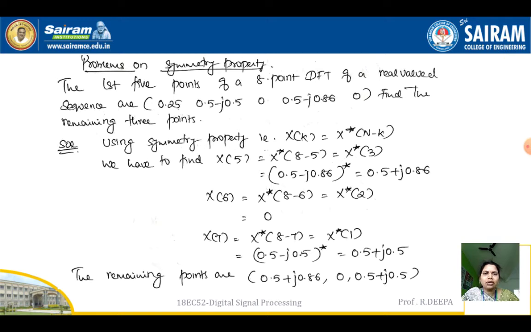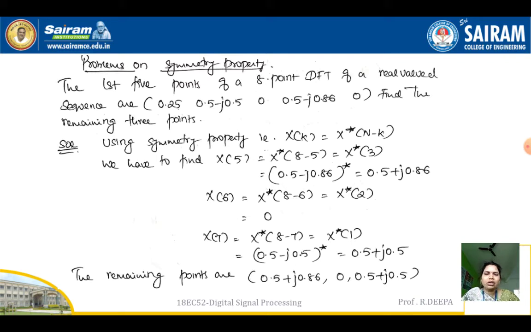How to find X of 5 is, use the symmetry statement, X of 5 is equal to X conjugate of N minus k. N is equal to 8, since it is a 8-point DFT, put N is equal to 8 and the current value of k is 5 here. So 8 minus 5, it is 3. So X conjugate of 3. What is X of 3 given? It is 0.5 minus j 0.86. Take conjugate of that, will be getting us 0.5 plus j 0.86. So this is X of 5.